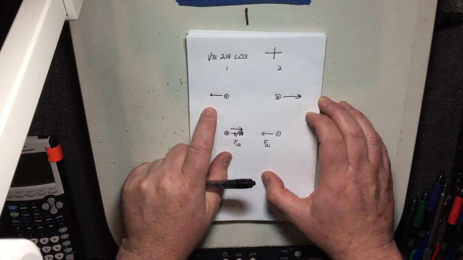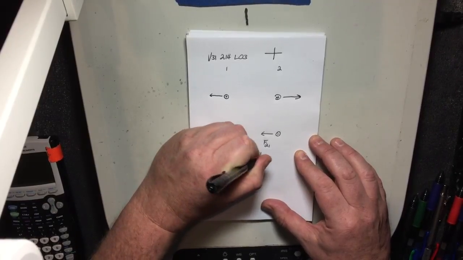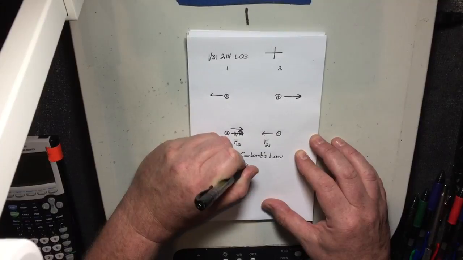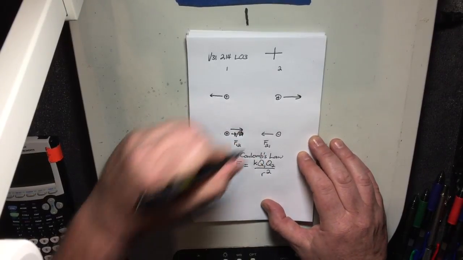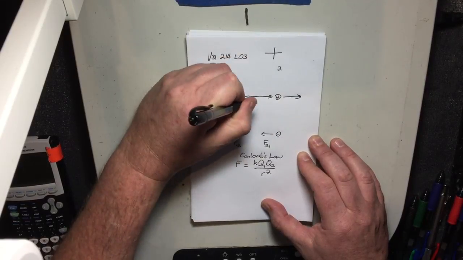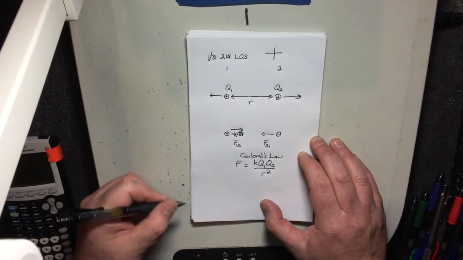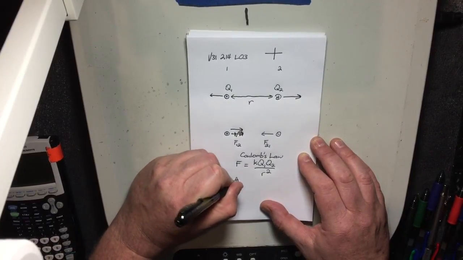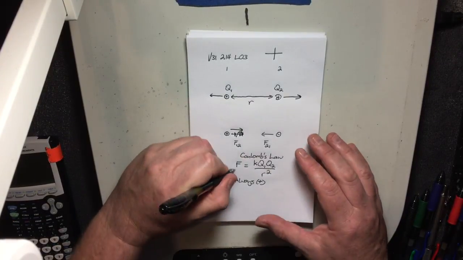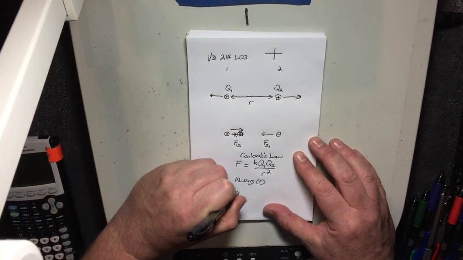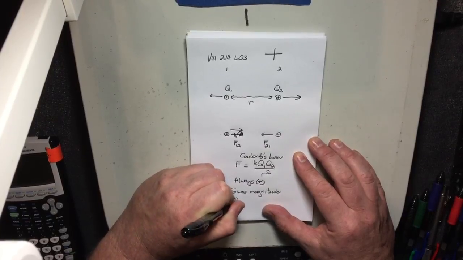So these show the directions. Now, the magnitude of all of these things are determined by Coulomb's law. F is K Q1 Q2 over R squared, where R is the distance between the two charges. Q1 and Q2 are the magnitudes. It is always positive. And Coulomb's law gives magnitude only.